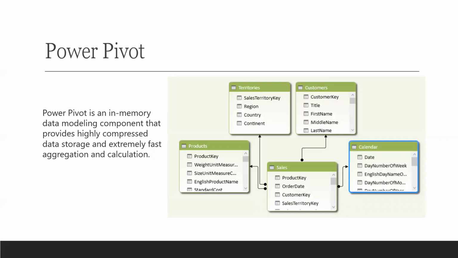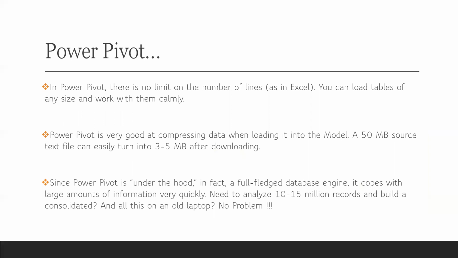And Power Pivot is an in-memory data modeling tool. In-memory means the data will be stored in the memory, so it can quickly retrieve the data, and it is a highly compressed data storage. So, for example, you can transform the data, load it, and then create the relationship between the data. So it's kind of like a relational database model. And we will look through a little bit more about Power Pivot.